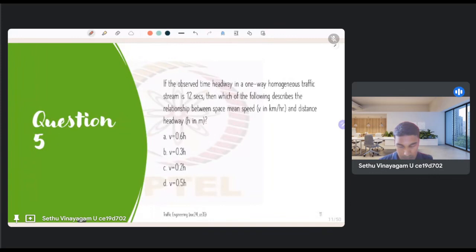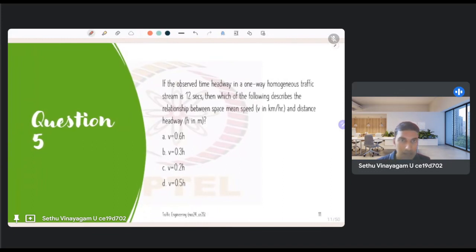Okay, the next question is: if the observed time headway in a one-way homogeneous traffic stream is 12 seconds, which of the following describes the relationship between space mean speed, V in kmph, and distance headway, h in meters? Here we want to find a relationship between the space mean speed and the distance headway. In the macroscopic traffic flow relationship, q is equal to kV, and the speed V is the space mean speed. What we know is the time headway is 12 seconds, so we have to use that information.